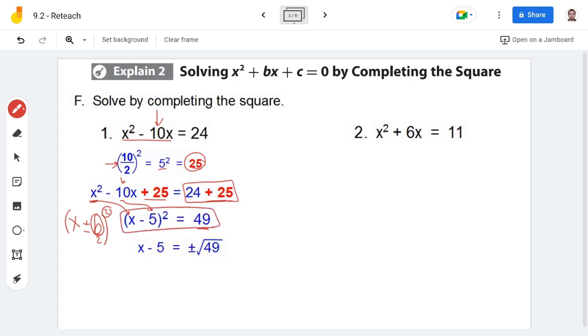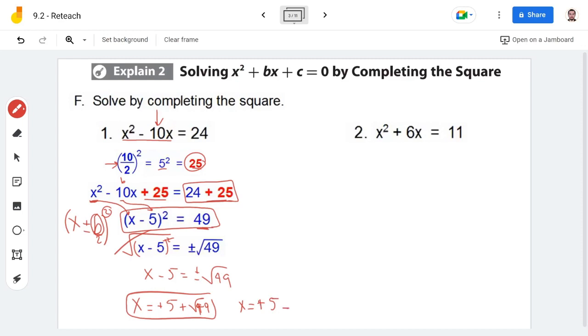Now, do you remember how we solve this from 8.1? Yes, we remember, by using the square root for both sides. So we can take the square root. So x minus 5 is equal to positive or negative square root of 49. You can solve this one: x equals positive 5 plus 7, which is the first solution. And the second solution, x equals positive 5 minus the square root of 49. Okay? That's the answer.